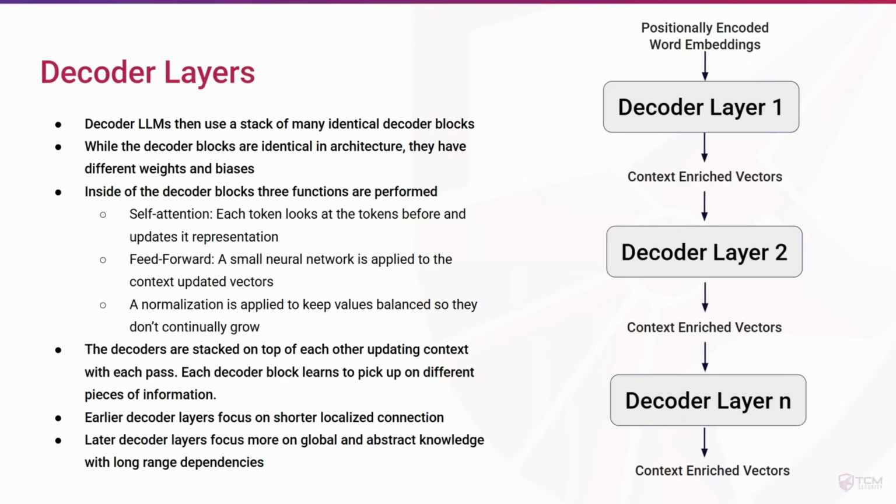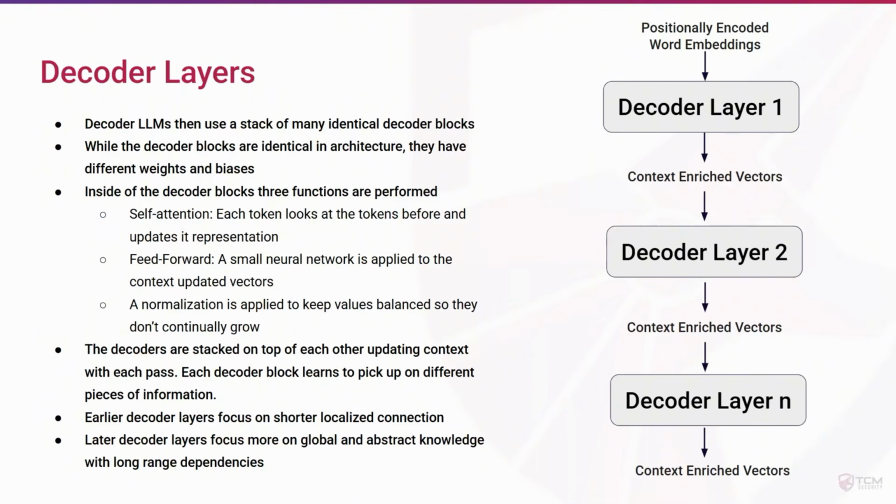Inside of each of the decoder blocks, there are 3 distinct functions that are performed. The most important one is the self-attention, where each token is able to look at the tokens before it and update its representation, its vector, based on those tokens. This is essentially how those previous tokens are able to pass their context on to other words.